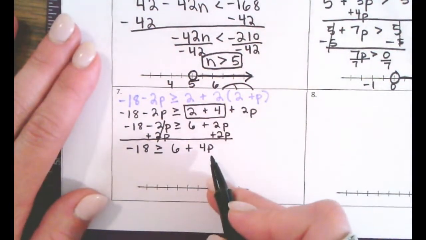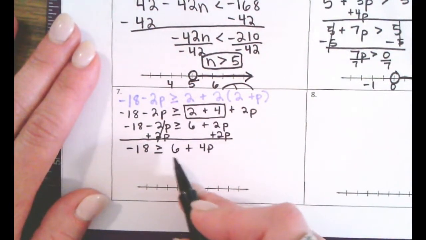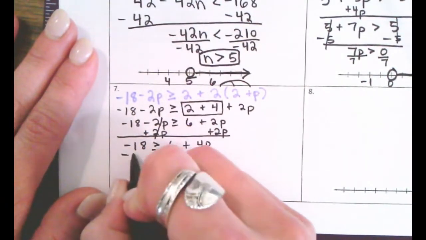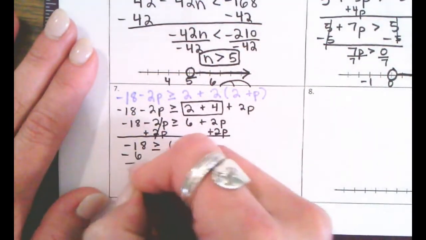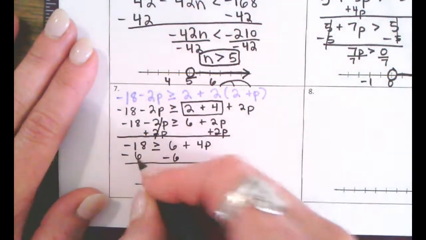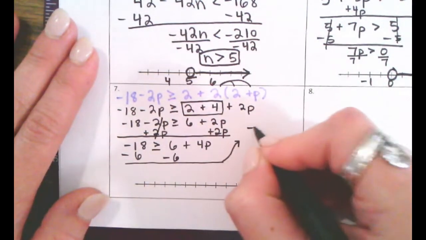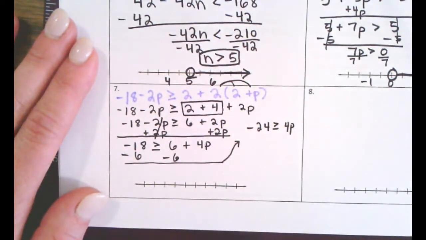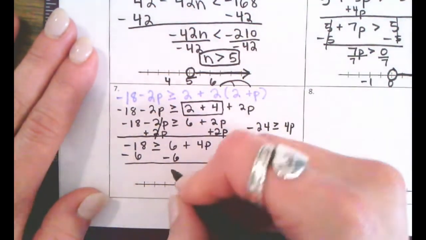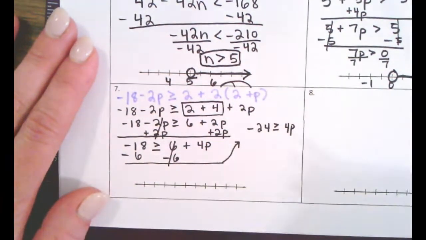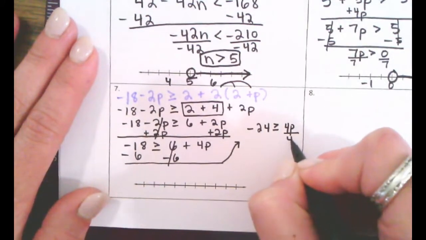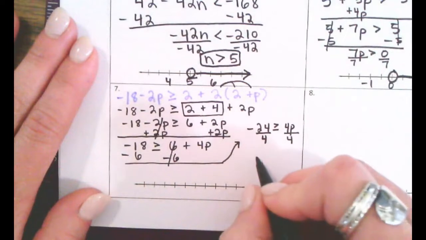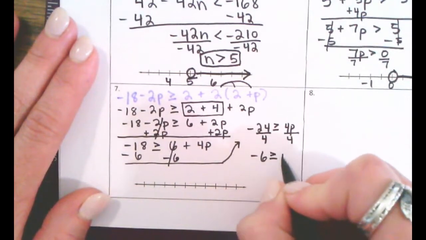Getting p by itself, I have to first move this 6. It's positive, so I'm going to subtract it from both sides. This gives me negative 24 greater than or equal to 4p. Next, I'm going to get this p by itself by dividing both sides by 4, since 4 is attached with multiplication. So now I have negative 6 greater than or equal to p.